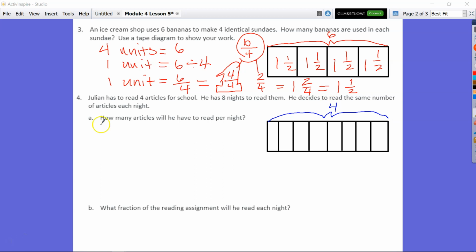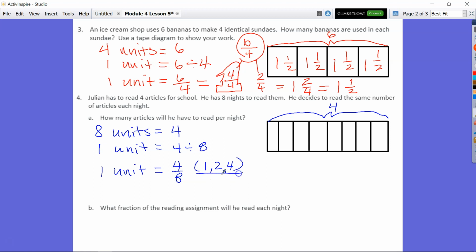So if we have 8 units equals 4 parts, or 4 articles in this case, then 1 unit is equal to 4 divided by 8. 1 unit is equal to 4/8. Simplify by finding our greatest common factor. In this case, it's 4. We can divide each one of these by 4.